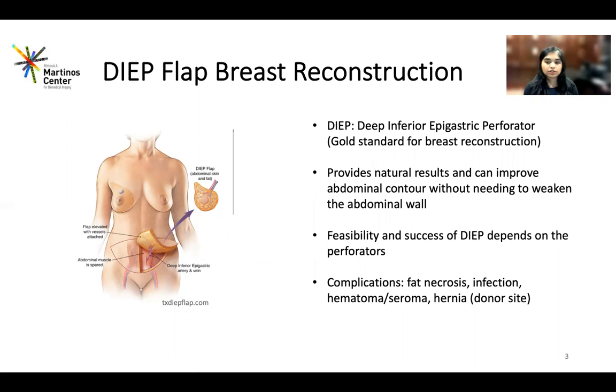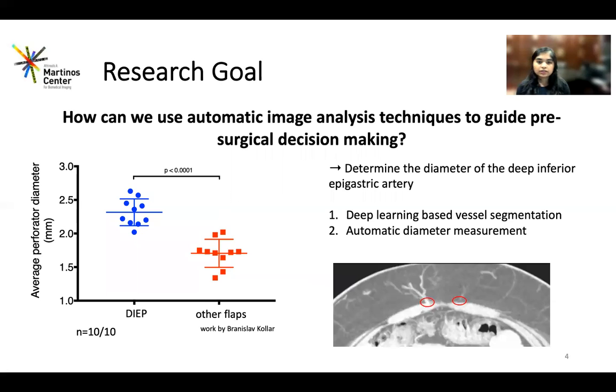Unfortunately, it's not always obvious before the surgery if a DIEP can be performed or if another flap technique might be better suited for a particular patient. So it's an ongoing question as to how to better select patients to decrease post-operative complications. Since all patients receive a pre-surgical CT scan of the abdomen, as you can see on the bottom right, the main research question was how can we use automatic image analysis techniques to guide pre-surgical decision-making?